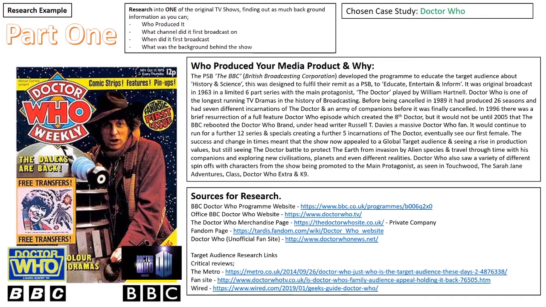So I've looked on the BBC website. I've looked on merchandising pages, I've looked on fan sites, and then I've also looked into newspaper aspects. So online Wired, which is obviously not a newspaper, but it's a source of information where you get a lot of articles, and then the Metro, which is talking about how the target audience of Doctor Who has changed. Right, so that's what you should be doing for part 1.